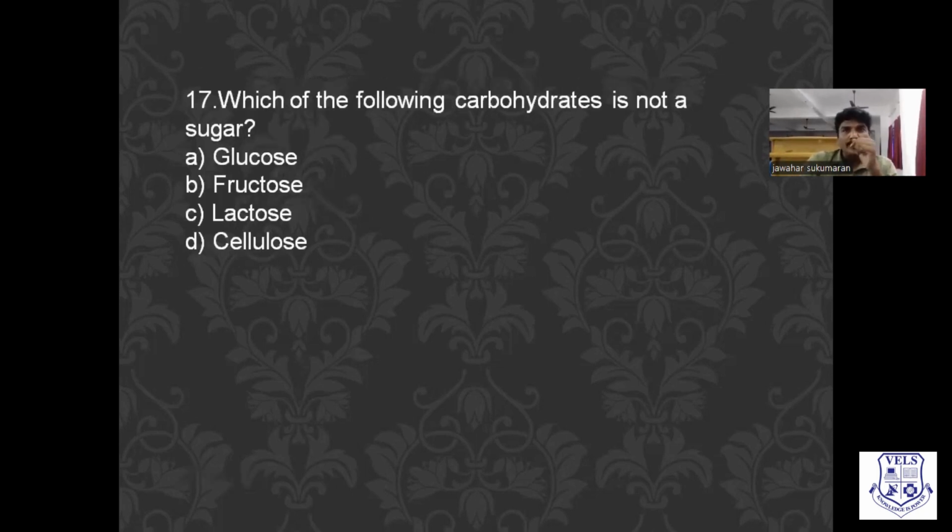Which of the following carbohydrates is not a sugar? A glucose, B fructose, C lactose, D cellulose. Glucose, fructose, and lactose are examples of compounds sweet in taste and called sugars. Cellulose is a non-sugar, tasteless, water insoluble and amorphous. So cellulose is the correct answer.